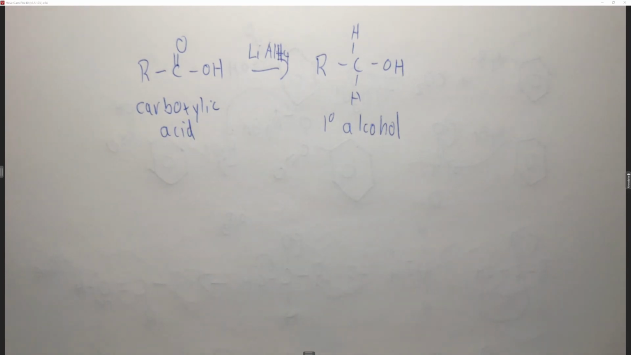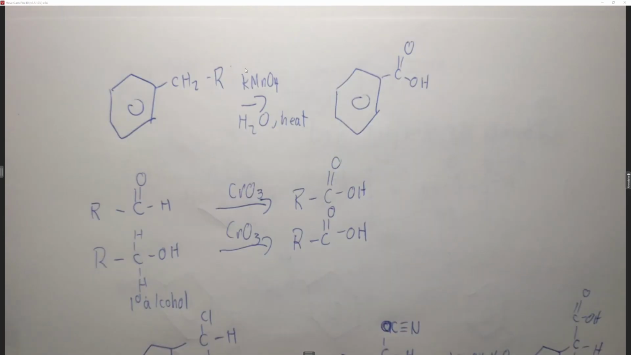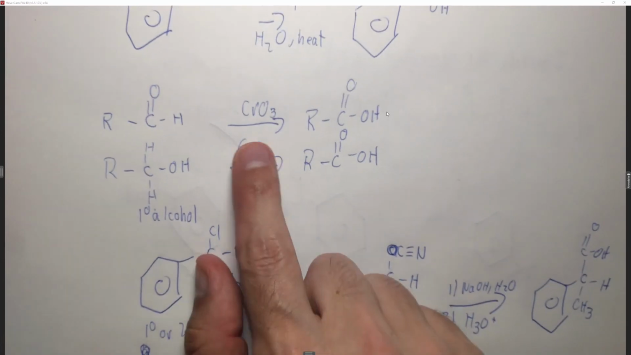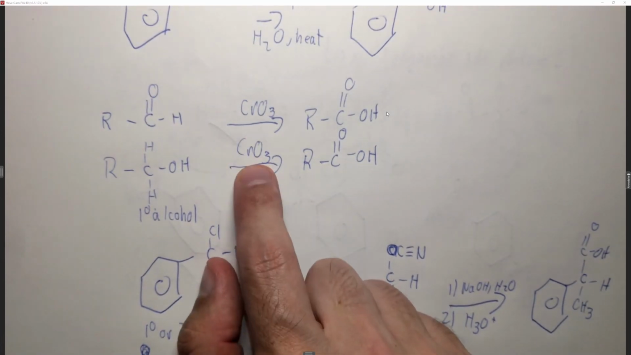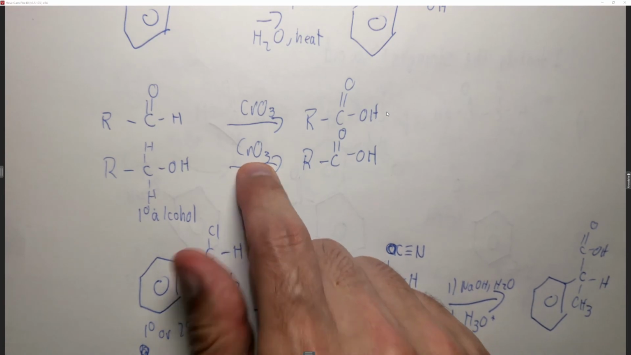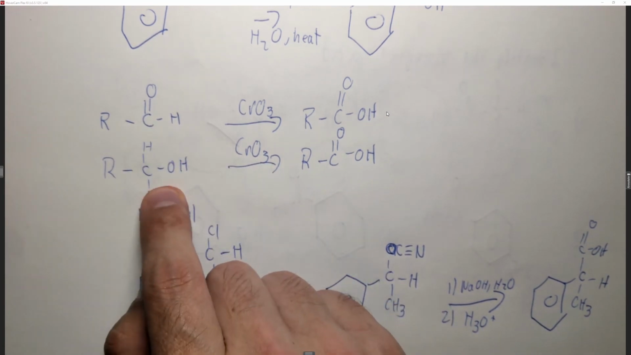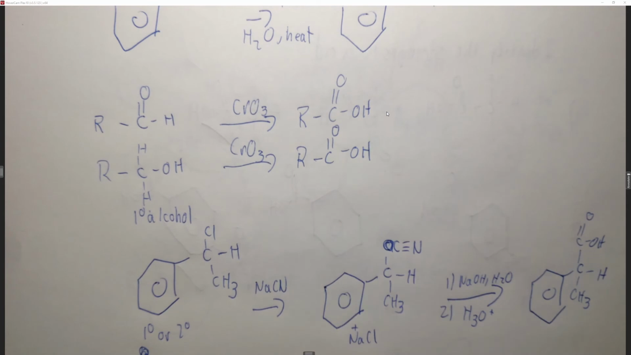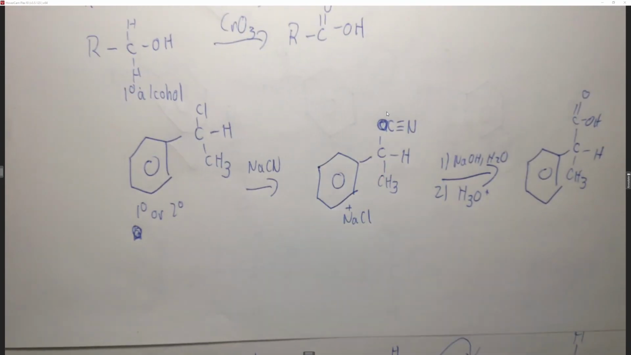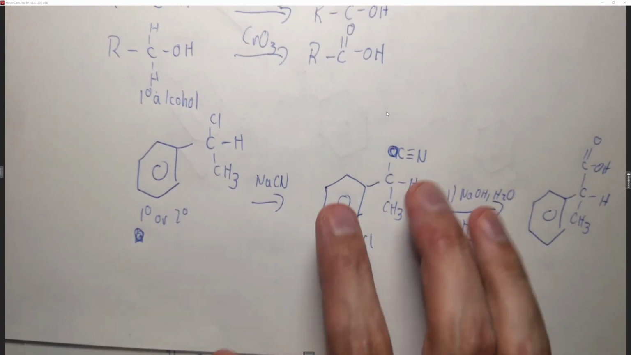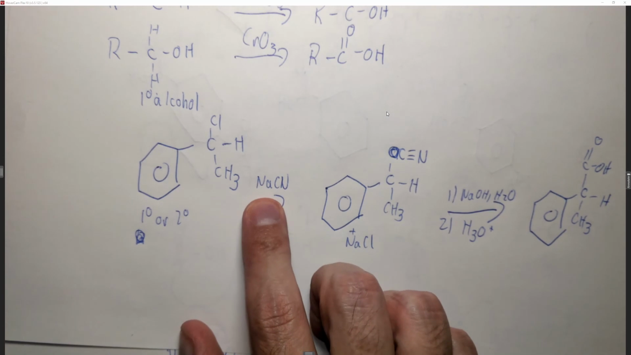We also learned about the oxidation of primary and secondary alkyl benzenes using KMnO4, usually in the presence of water and heat, to form carboxylic acids. We looked at the oxidation using a strong oxidizing agent, CrO3, with aldehydes and primary alcohols to form carboxylic acids. We learned a new reaction where we do a nucleophilic substitution with sodium cyanide.